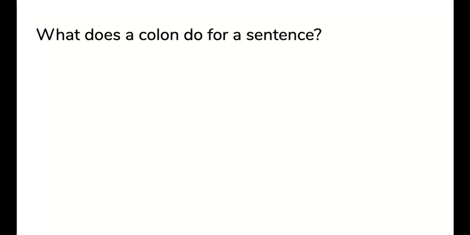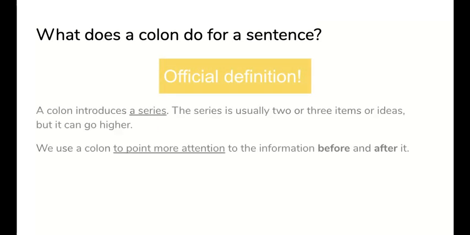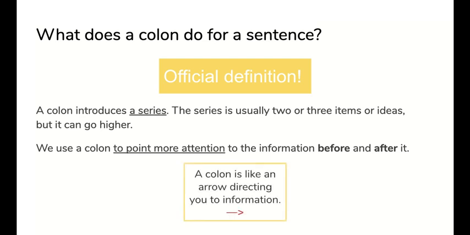So first of all, what does a colon do for a sentence? So a colon introduces a series. The series is usually 2 or 3 items or ideas, but it can go higher. We use a colon to point more attention to the information before and after it. Let's look at some examples. Example 1.